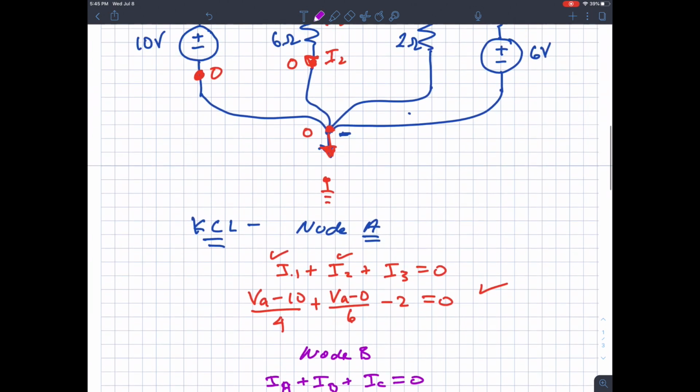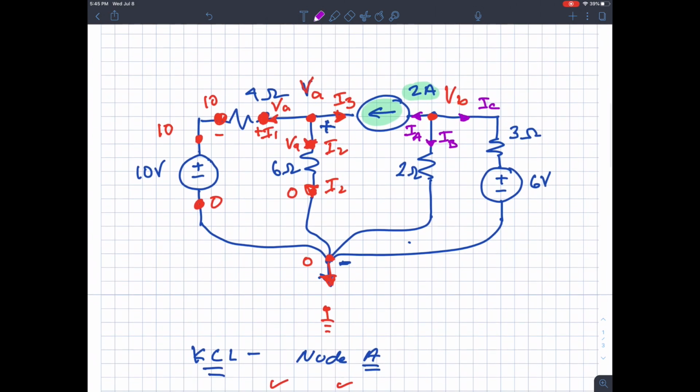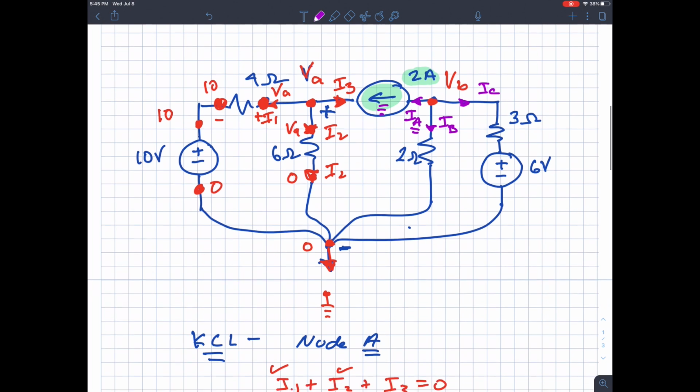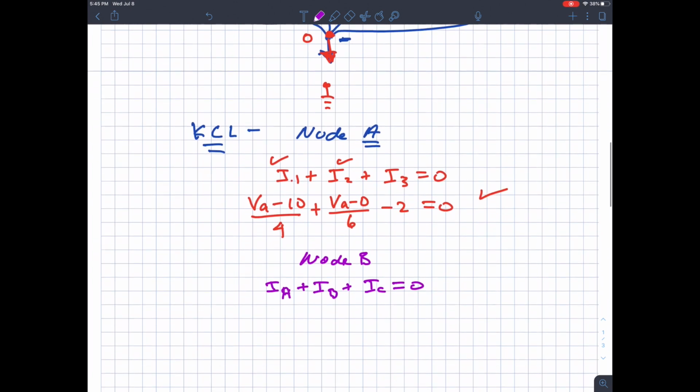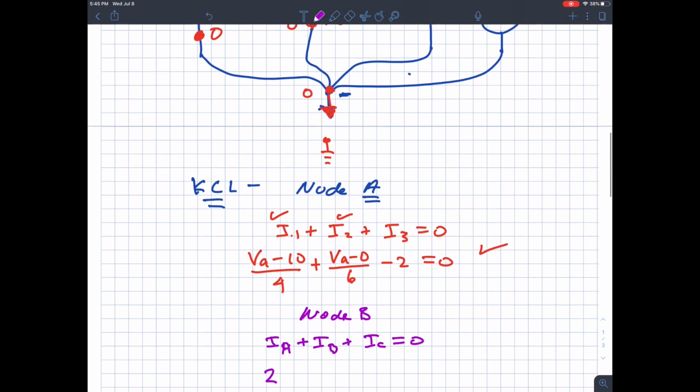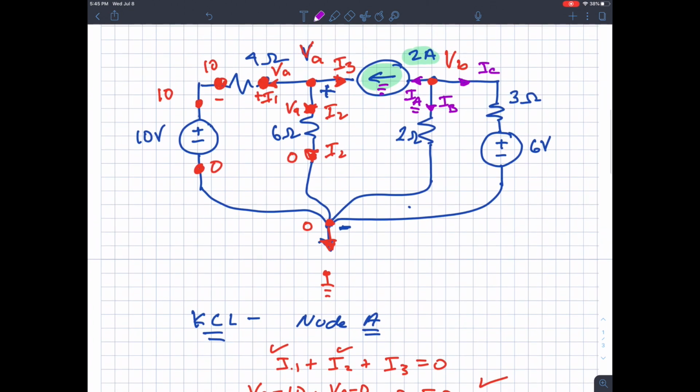Cool. Next we just need to find what IA, IB, and IC are equal to. My favorite one on this list is IA, because IA is the same branch current as the independent current source. So immediately I write down that IA is 2. Then when I get to IB, IB is a matter of sliding the dots.